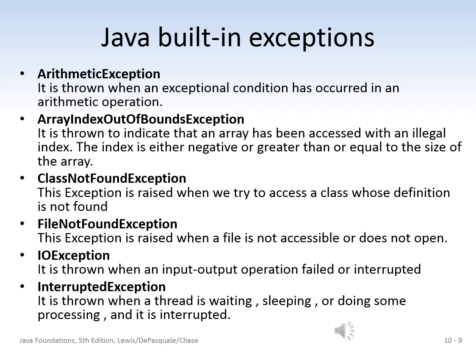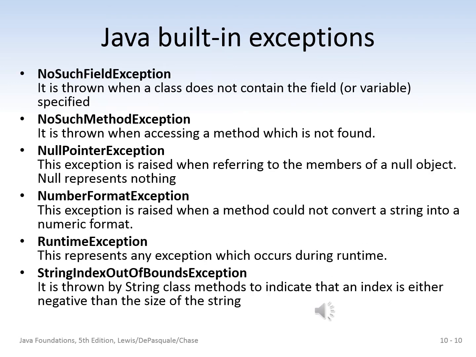File not found is an IO exception when the file is not accessible or does not open. IO exception is thrown when an input or output operation failed or was interrupted. And an interrupted exception is thrown when a thread is waiting, sleeping, or processing something, and is interrupted. Let's go to the next page and I'll give you the rest of them. I'm not going to continue reading these to you.